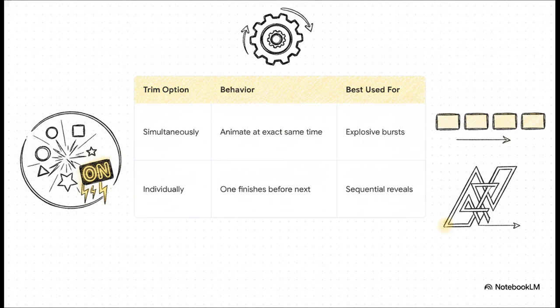This is awesome for explosive bursts or like a complex neon sign powering on, but slip that switch to individually and the whole game changes into a relay race. One path completely finishes drawing before the next one even starts.